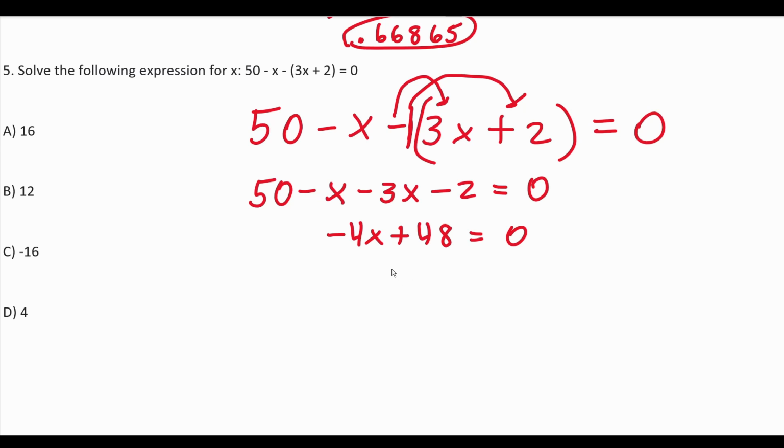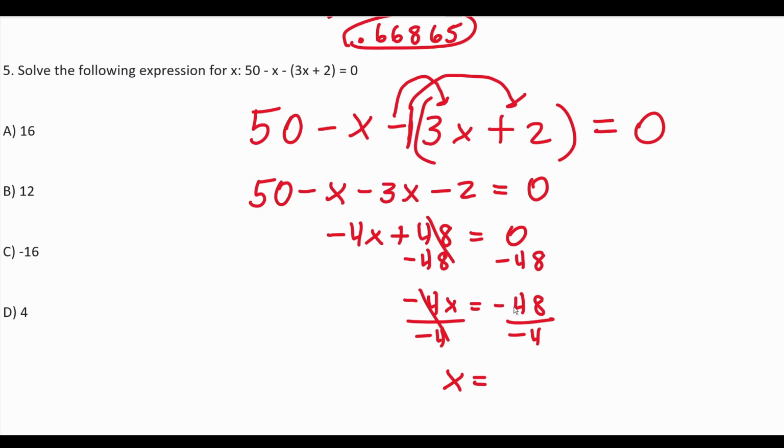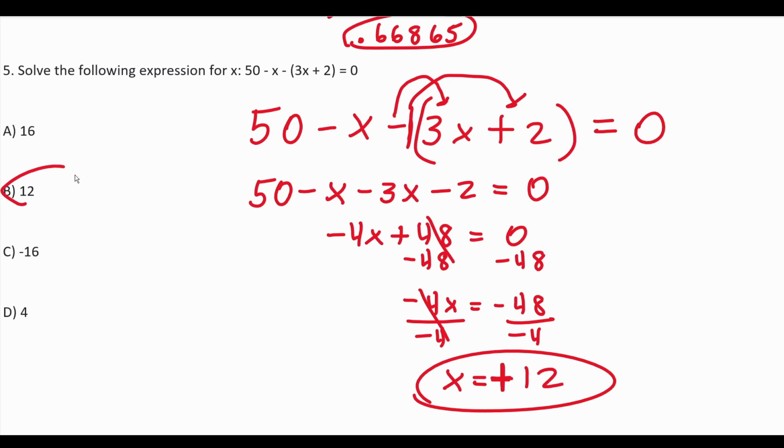Again, we're solving for x, so in other words, we want to get x by itself. So the next thing I'm going to do is subtract 48 from both sides. This becomes negative 4x equals negative 48. Divide both sides finally by negative 4 to get x by itself. In this case, we have a negative divided by a negative, so we know our result's going to be positive. 4 divided by 4 is 1. 8 divided by 4 is 2. So this is B, positive 12. Okay? And that's that one.